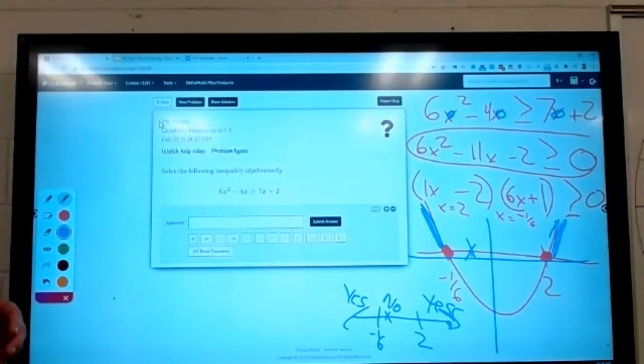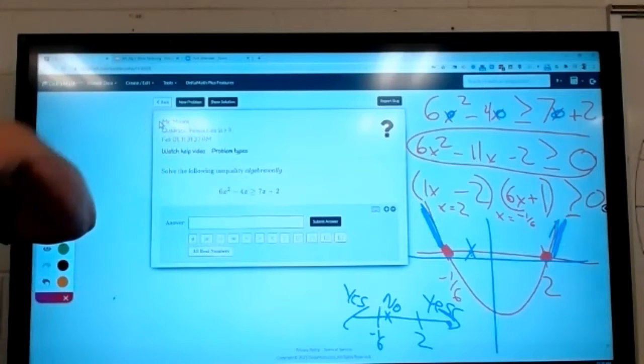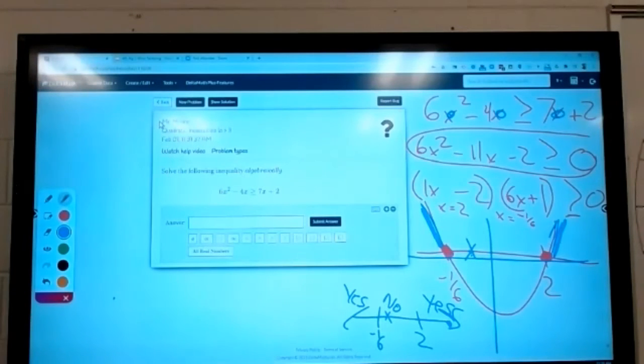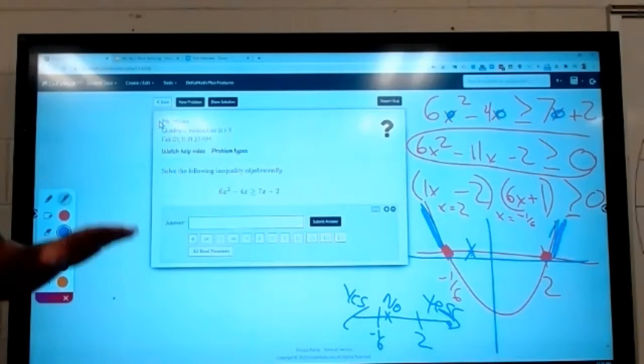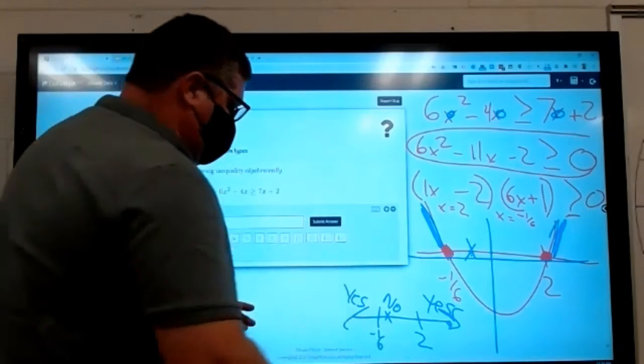And again, it's kind of like everything else. How do you know where to shade a graph when we were shading? You picked a point, correct? So did we just pick a point here? So now let's talk about the actual answers.